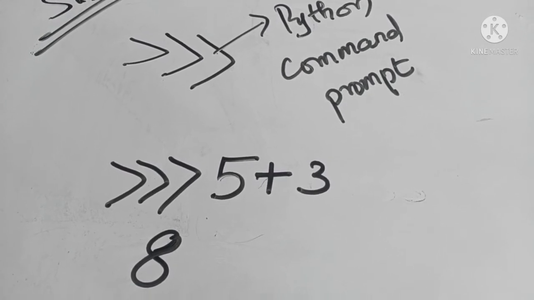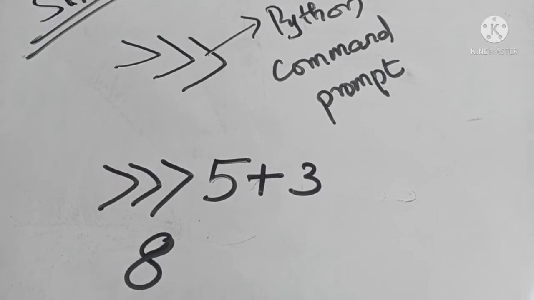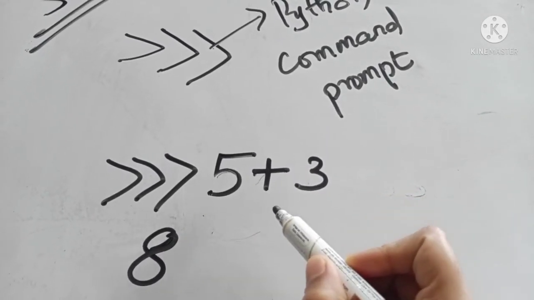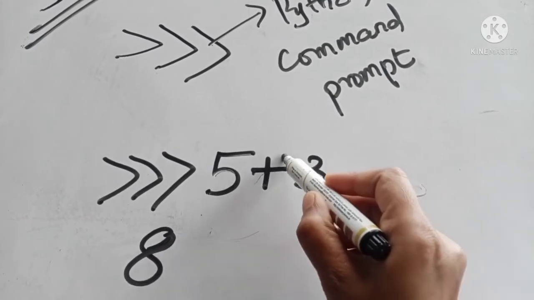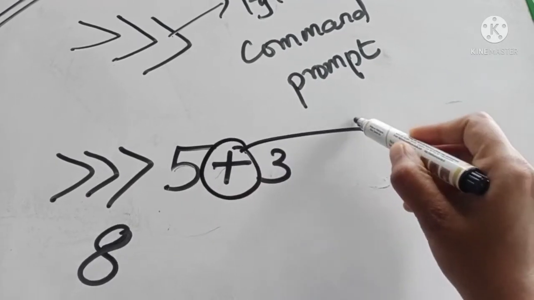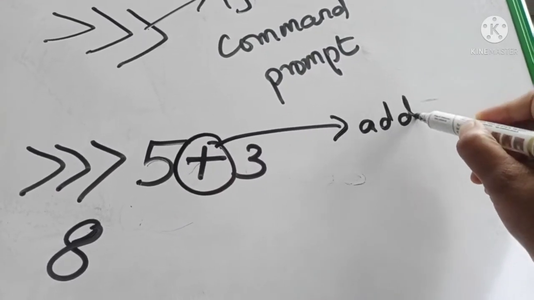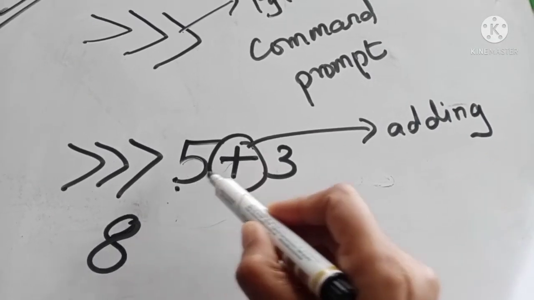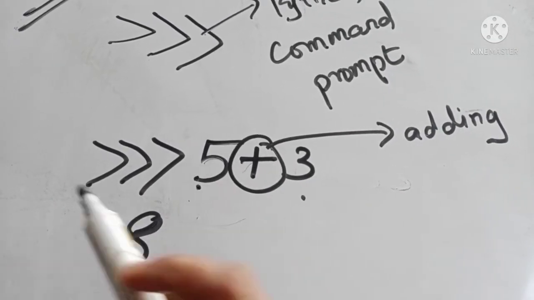The output is 5 only. In the second code, here I am giving one plus symbol, along with that I am giving another number, and the plus symbol is used for adding, right? So what are we adding here? We are adding the first number with the second number and the answer will be 8 here.